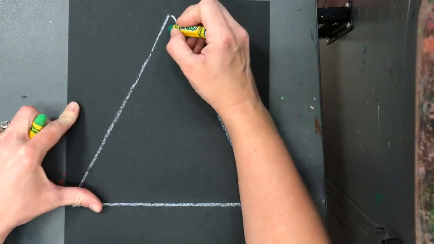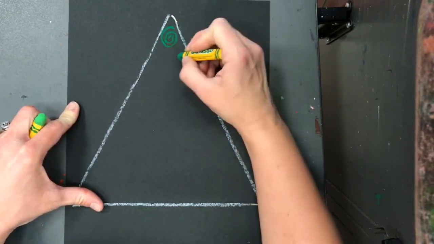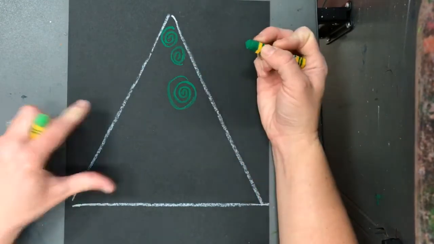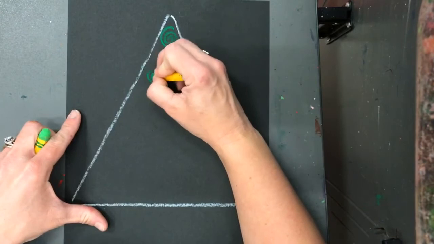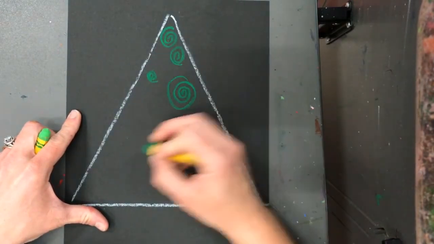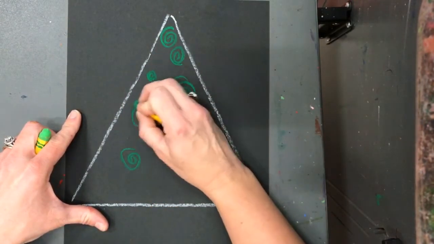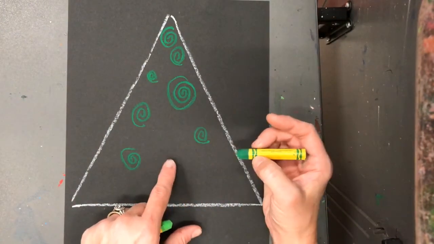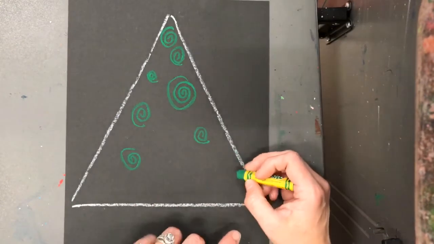So I'm going to start at the top, and I'm going to start making swirls. Some are going to be bigger and have lots of swirls in them, and some are going to be smaller and have only a couple little swirls in them. But I'm going to fill the space. I'm going to speed up the video while I fill this with swirls.